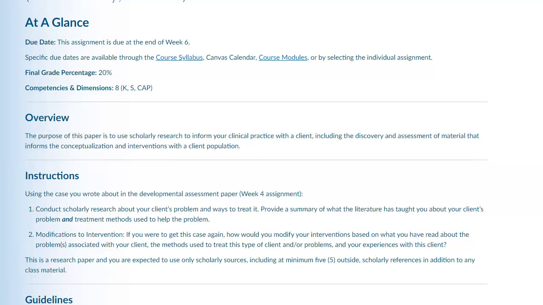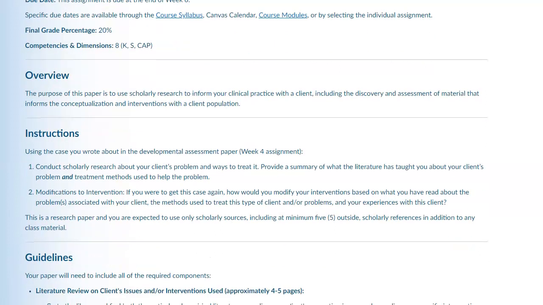So in terms of identifying the client problem, it could be a specific diagnosis, it could be trauma, it could be attachment. So those are maybe a little bit more broad, but those are some specific issues that I've seen throughout some of the papers that you all have written for your developmental assessment paper.